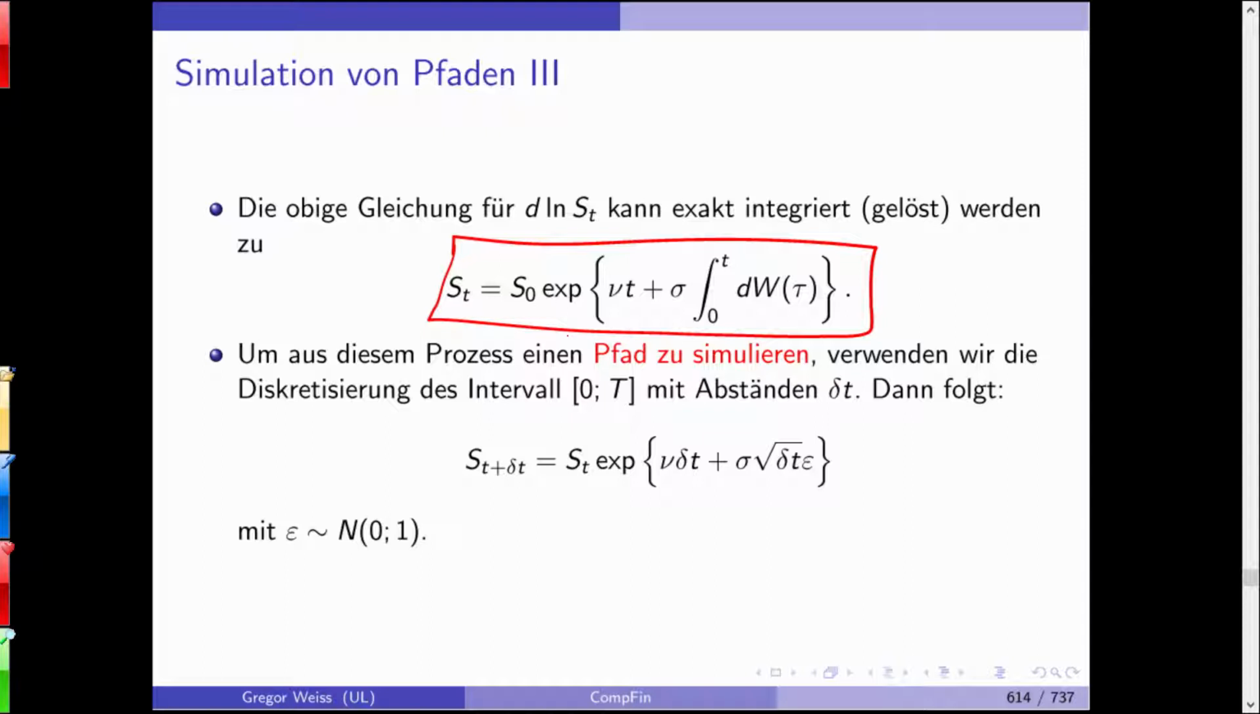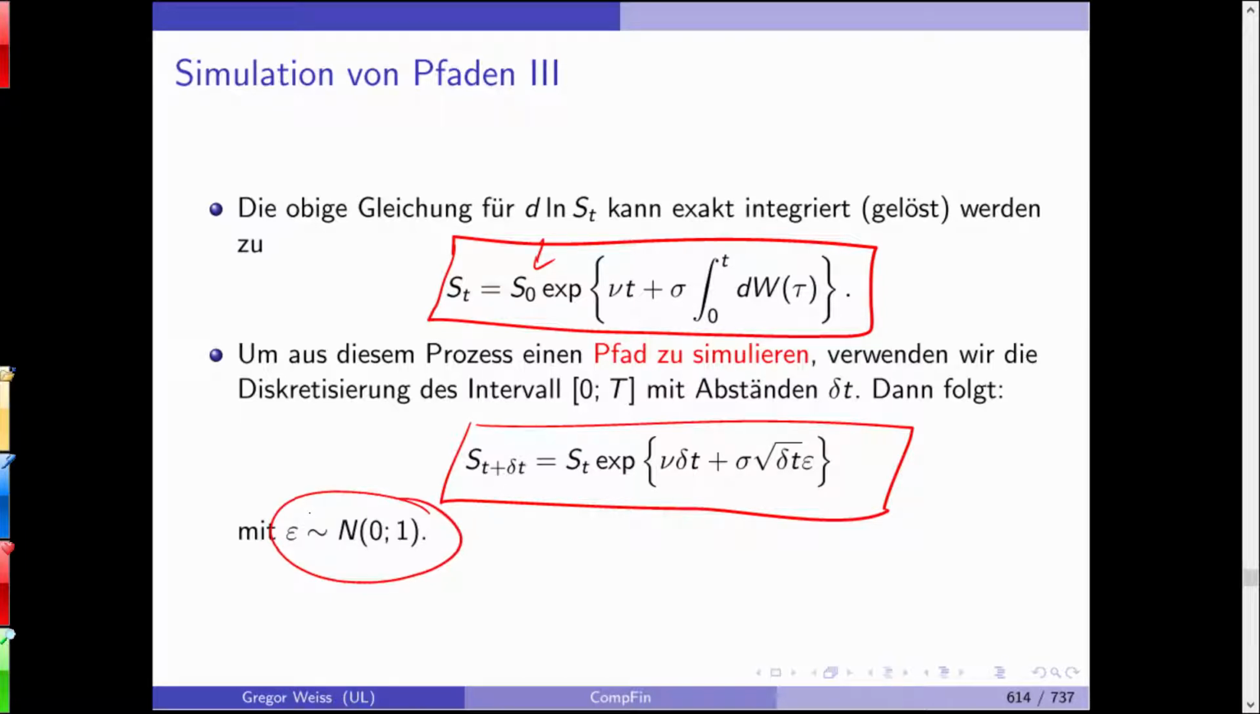S_t, the price of the stock at time t, is given by S_0, the starting price, times the exponential function of nu times t plus sigma times the integral from 0 to t of the Wiener process. And we can then discretize this, and we get this here. And this is what we'll use later on. The price of the stock at time t is the initial stock price times the exponential function of nu delta t plus sigma times the square root of delta t times a standard normally distributed random number.